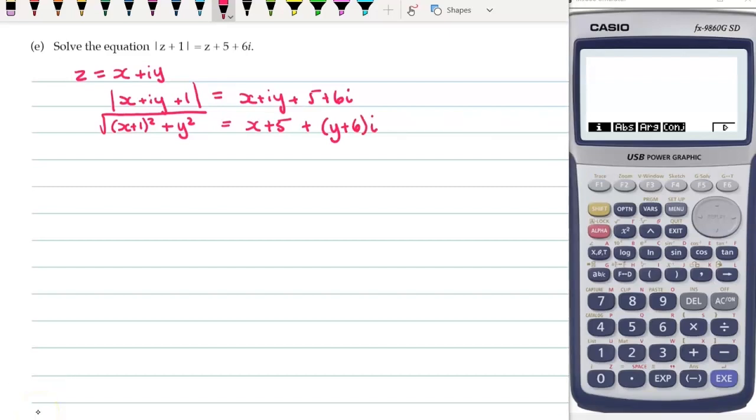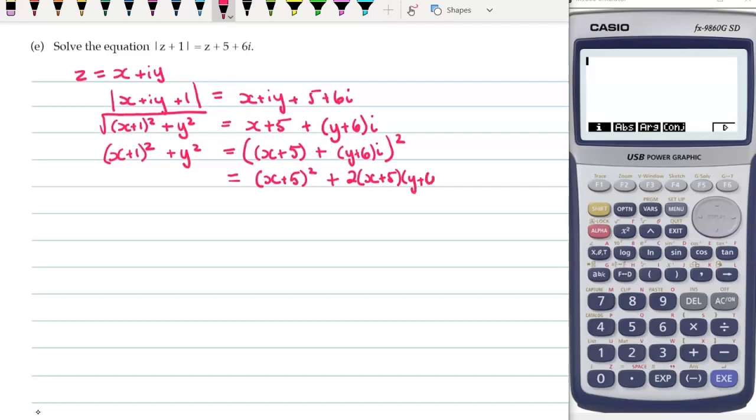Okay, now let's square both sides. Now think about this as being x plus 5 plus y plus 6i, like this, and then we'll square that so we can treat them like two terms, make it a little easier in our working out. So this will be x plus 5 squared plus 2 lots of x plus 5 times y plus 6i plus y plus 6 squared i squared.